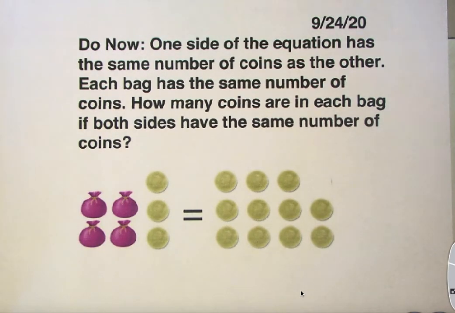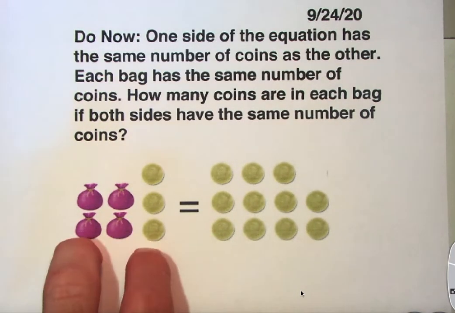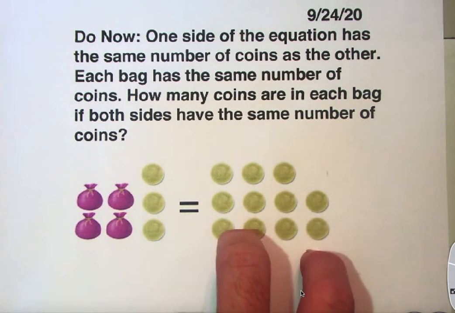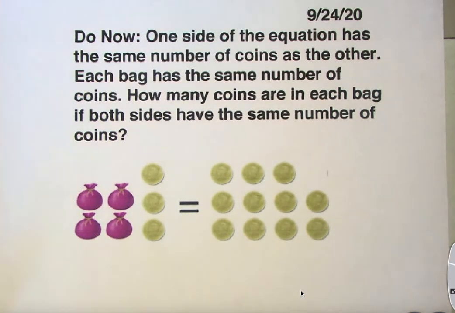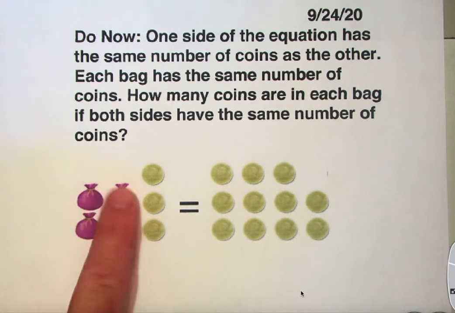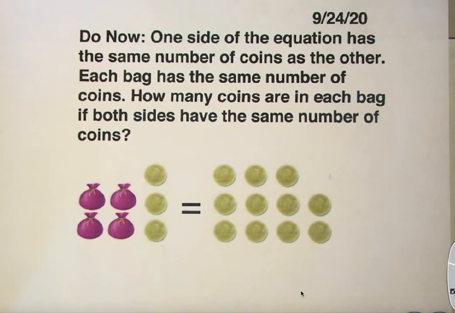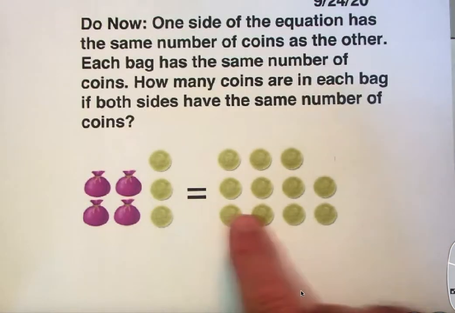Okay, so the do now. One side of the equation has the same number of coins as the other. We talked about equations have equal signs, so this side has the same number of coins as this side. Each bag has the same number of coins in it. The question is, how many coins are in each bag if both sides have the same number of coins? So this side is equal to this side.